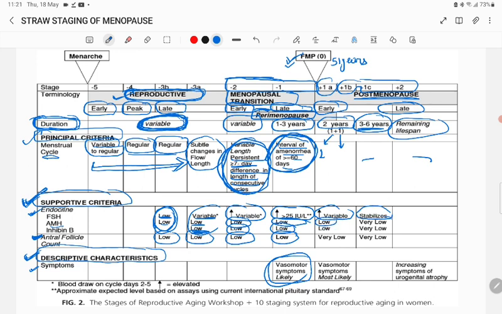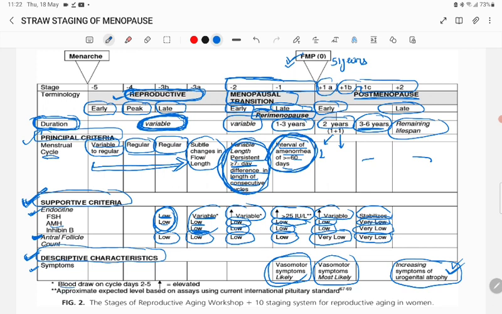AMH will be low, very low in the late phase. Inhibin B is low, and very low in the late phase. Very low antral follicle count in the early and late phase. Then symptoms: vasomotor symptoms in the early phase, most likely in the late phase, and increased symptoms of urogenital atrophy in the late phase of the postmenopause.